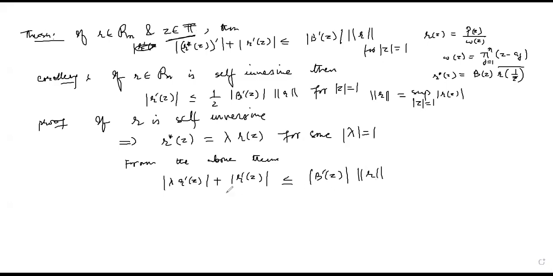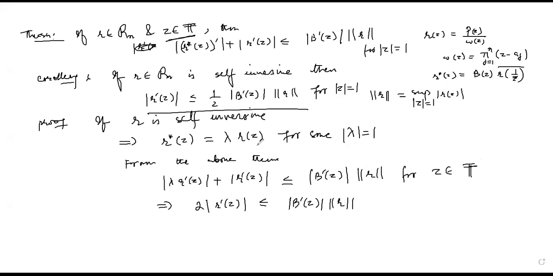Okay. So of course this means that twice the modulus of R'(z), for z belonging to T, is less than or equal to |B'(z)| into norm of R, and we are done. We bring the 2 over here, so it means that |R'(z)| is less than or equal to 1 by 2 times |B'(z)| into norm of R for a self-inversive rational function. This must be true for z belonging to T. Okay, so this was the corollary, which was straightforward.